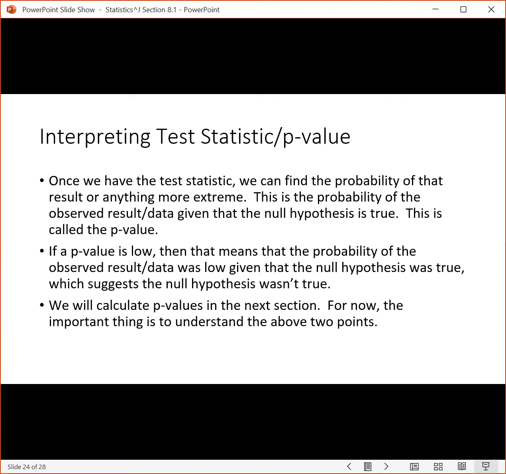Once we have that, we can actually then look at that probability and do some interpretation with it. If that p-value, if that probability is low, then that means the probability of the observed result was low, given that the null hypothesis was true, which suggests that the null hypothesis wasn't true. If you assume something's true and then you get an outcome that shouldn't happen because it's got a low probability, then that suggests that your assumption was wrong. All right. And then we'll talk more about p-values in the next section.